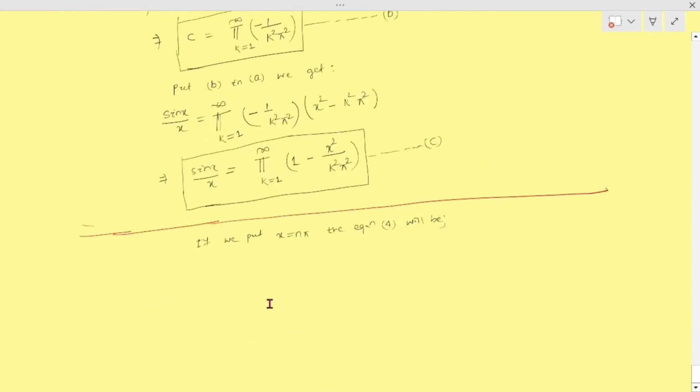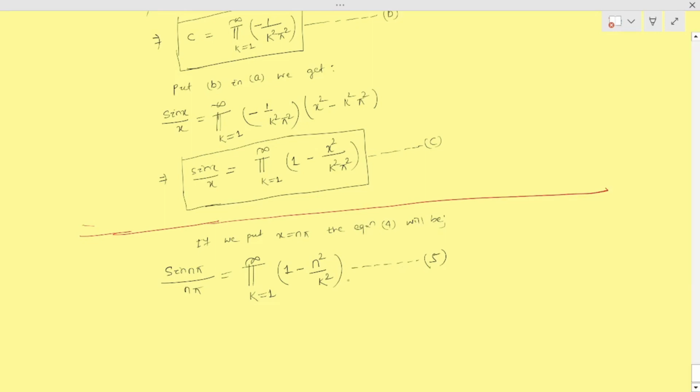Now here you can see if we put x equal to n pi, equation number 4 will be what we can write: sin n pi by n pi is equal to the product summation k equal to 1 to infinite of 1 minus, so instead of x if I put n pi, it will be n square pi square by k square pi square, so it will be n square by k square, right? N square by k square. Let this be our equation number 5.